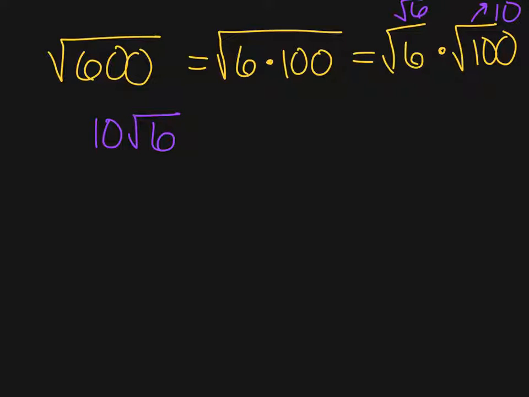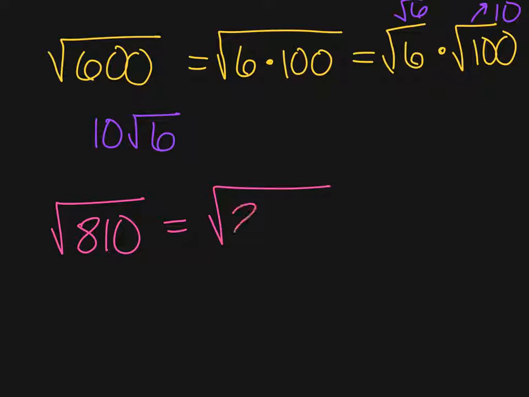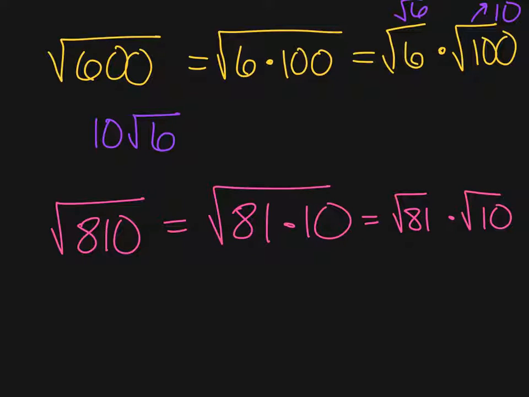Let's do one more because sometimes they're not that obvious. If I have root 810, for example, I see that right away, and I see 81 times 10. Immediately, I'm going to break that down into root 81 times root 10. If I do my extraction out of the 81, I get 9. And as you can see already, the root 10 stays root 10. 9 root 10.